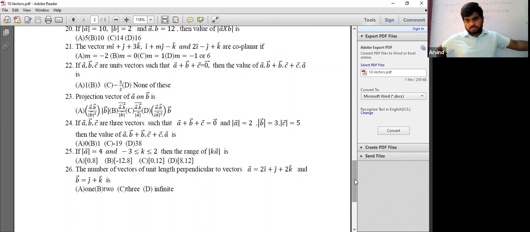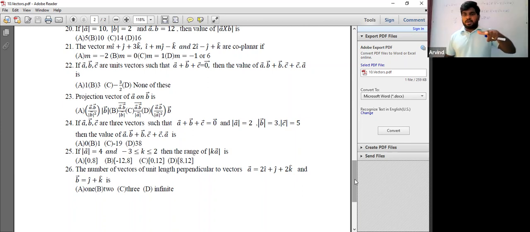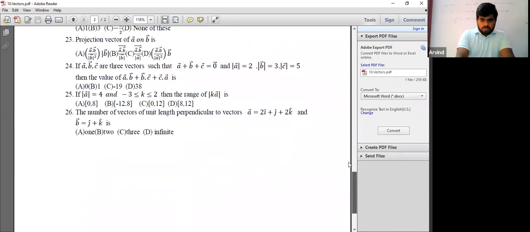It is 2 vectors. Because suppose 2 vectors are like this, one will be on the top, perpendicular to both. The other one will be in the bottom, perpendicular to both. So you can have 2 vectors which are perpendicular. So option C will be correct. With that, this is done.